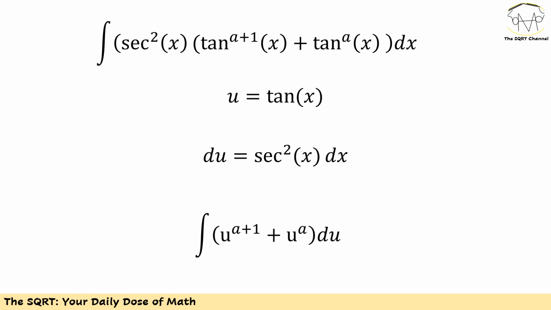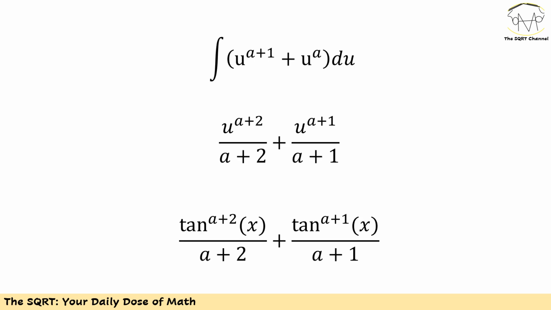Now, the trick here is to use a new variable like u for tan of x. If you take the derivative, you're going to see that du equals secant squared of x dx. Now, we have secant squared of x dx, that's going to be du, and then the rest is going to be u to the power of a plus 1 and u to the power of a.